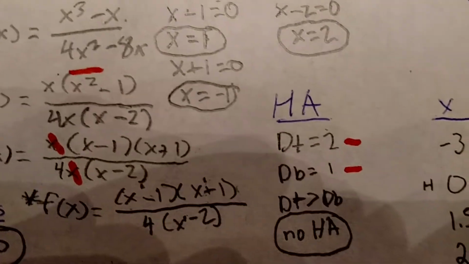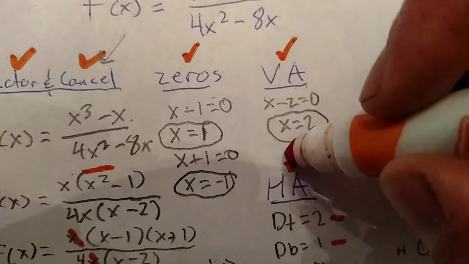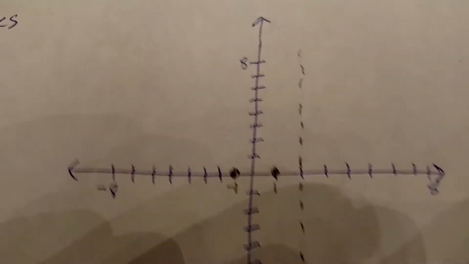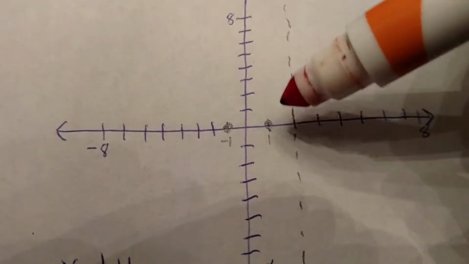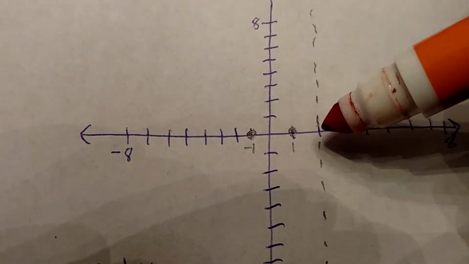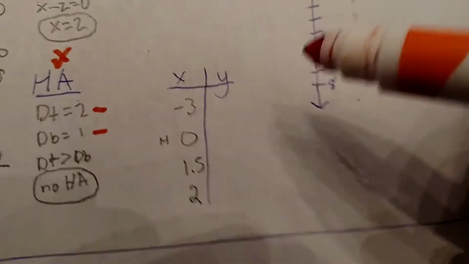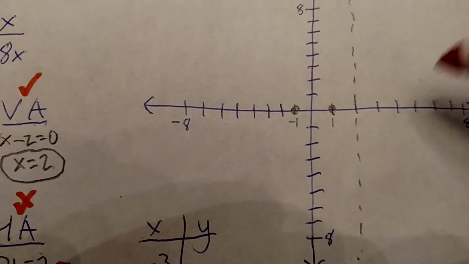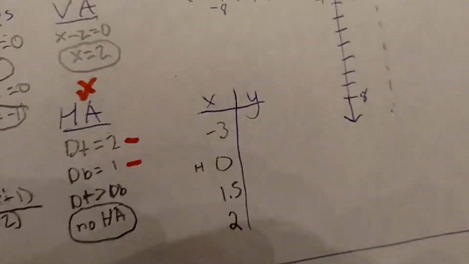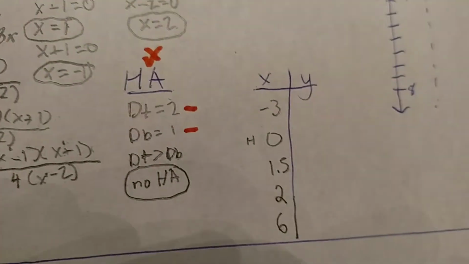All right, now I'm going to set up my table. In order to set up my table, I need to graph my zeros, my vertical asymptote, even my horizontal asymptote, except there isn't one. So here I have these 2 zeros and this vertical asymptote. So I need a number here, here, here, and probably a couple out here because I don't know how this is going to curve. So this is what I chose. I chose -3, 0, 1.5, and 2. And I probably need to pick another number, so let's pick something further out there, like 6.